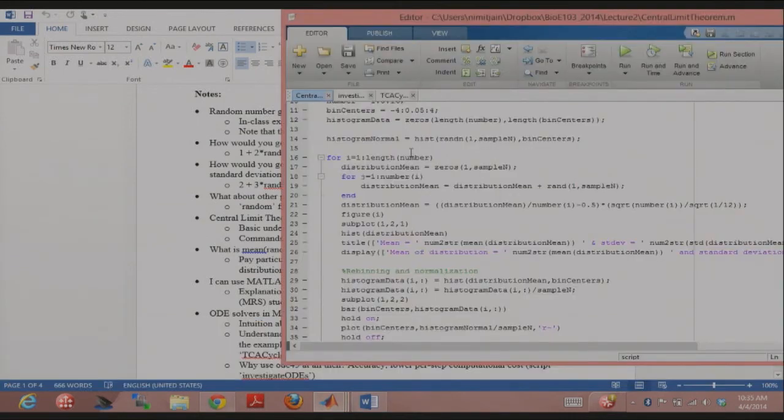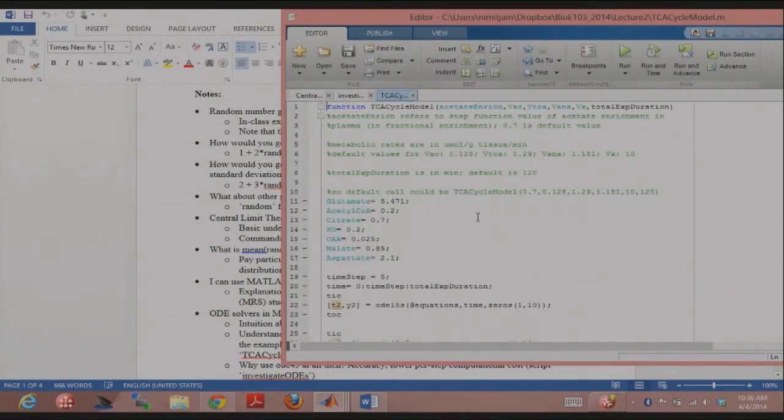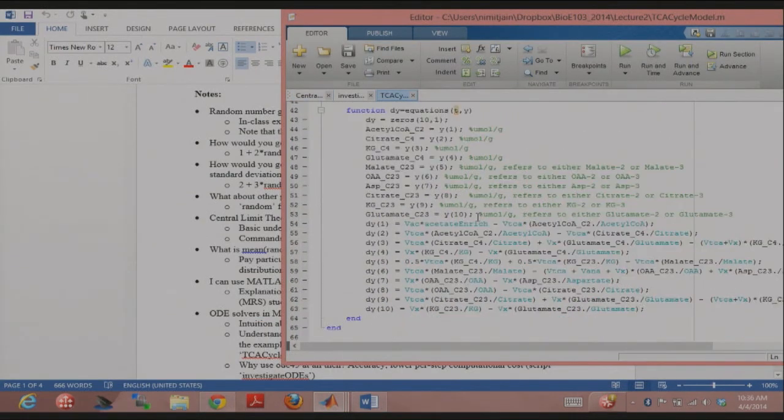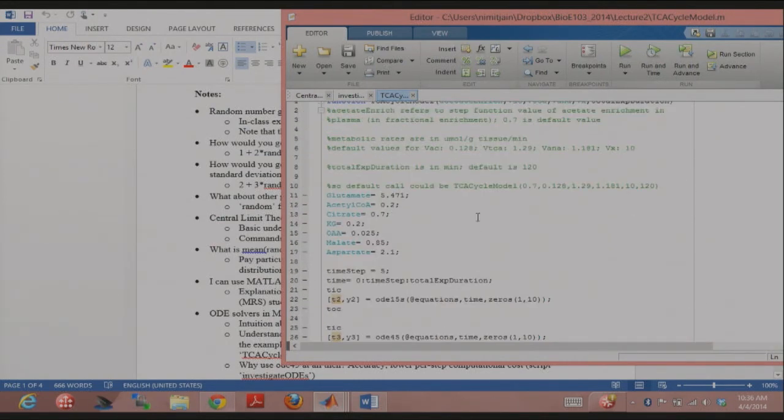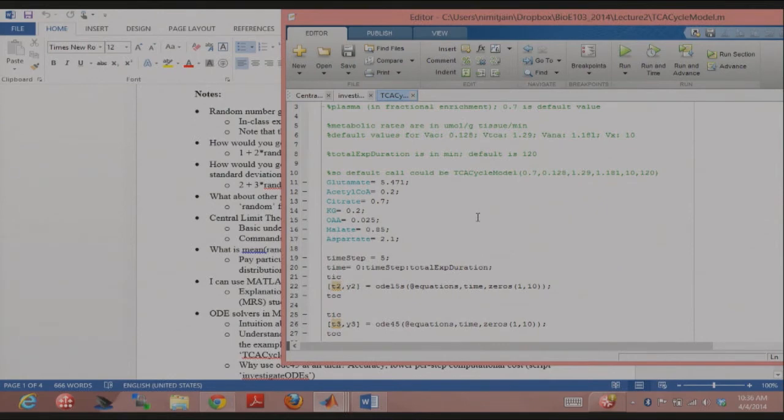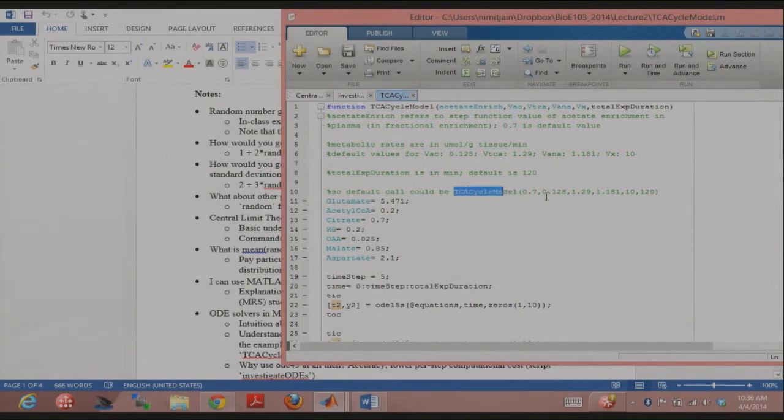You have these equations uploaded. So this is what the TCA cycle model looks like, and at the heart of it are all the differential equations that describe it. What I'm going to do is solve this system with ODE15S and with ODE45, and you'll see that 15S is faster. Not a lot faster in this case, but you can imagine when I have to do like 100,000 of these, it makes a significant difference.